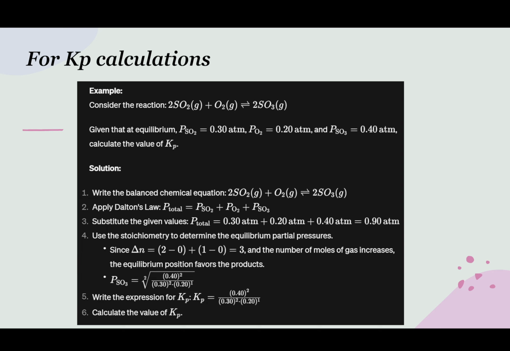Given that at equilibrium, the partial pressure of sulfur dioxide is 0.30 atmospheres, for oxygen 0.20 atmospheres, and for sulfur trioxide 0.40 atmospheres. Calculate the Kp. First we write our balanced reaction, then we apply Dalton's law, then we substitute the given values. So the overall total pressure is 0.90. But what do we do with 0.90 though?